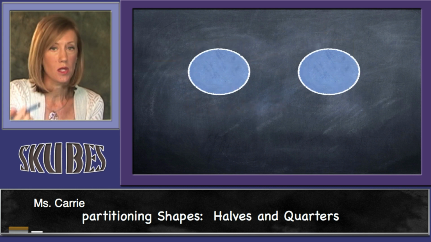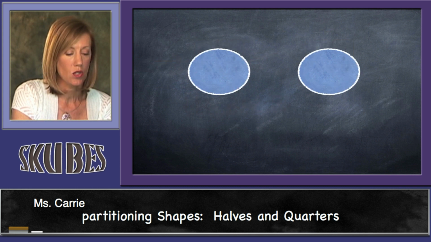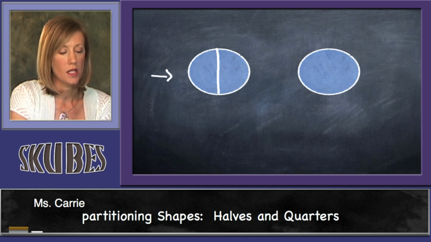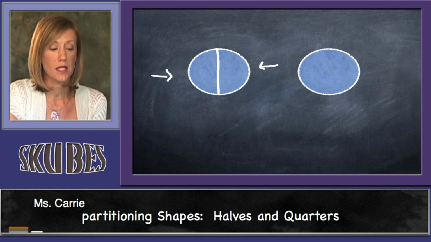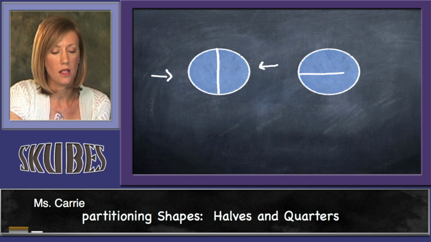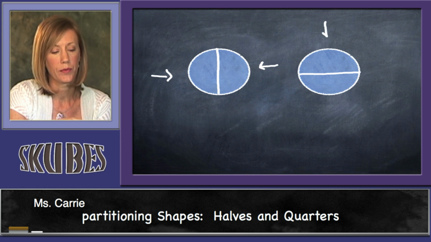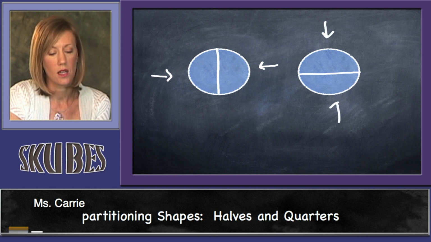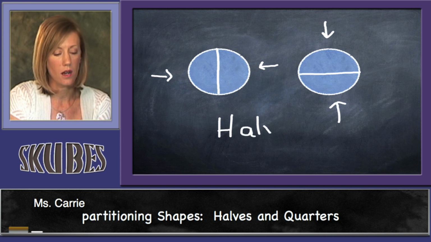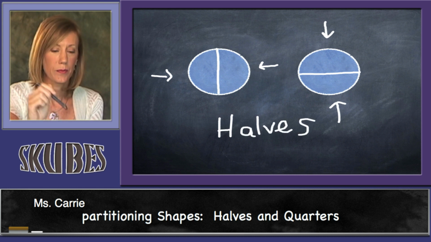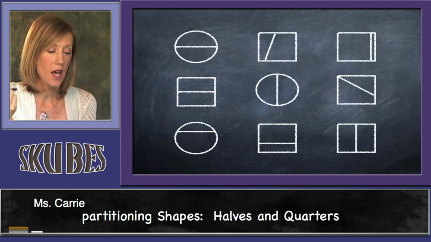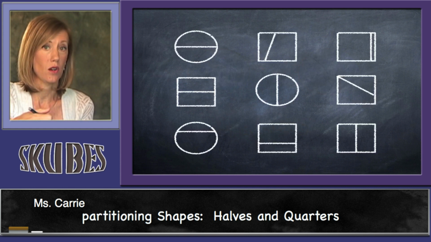Let's do the same thing with some circles. We can draw a line down the middle, and this side and this side are two equal pieces. We've divided it in half. We can also divide it or partition it this way, where this side and this side are both equal pieces, and these are halves.